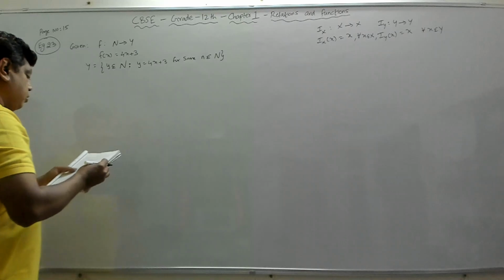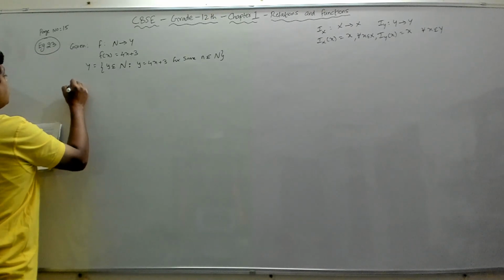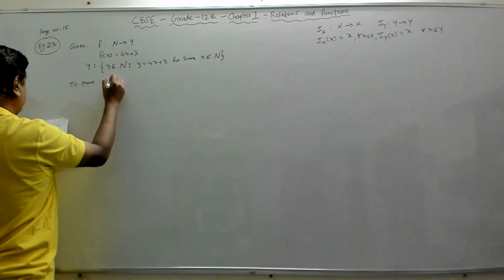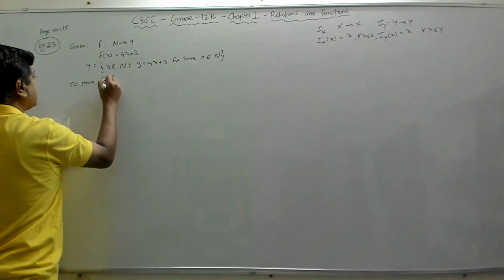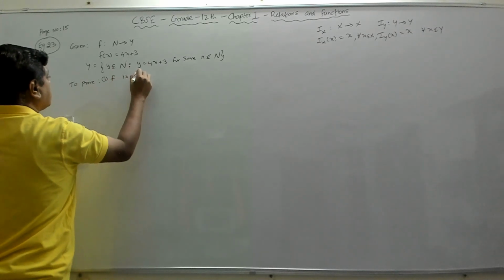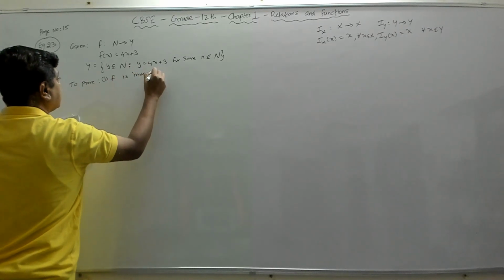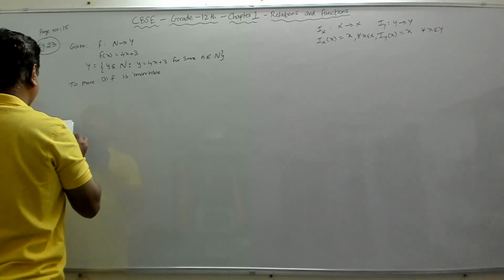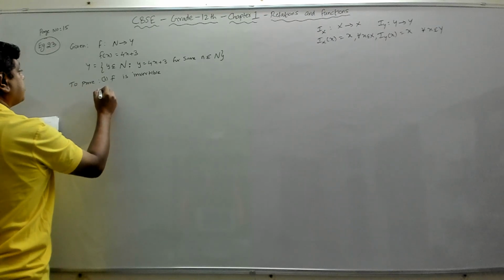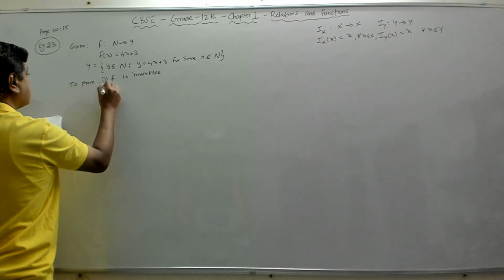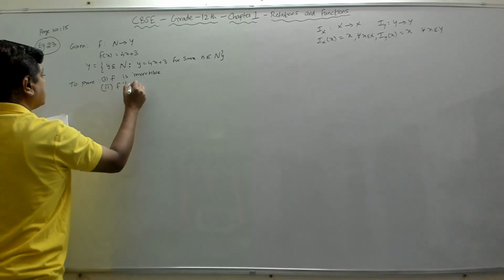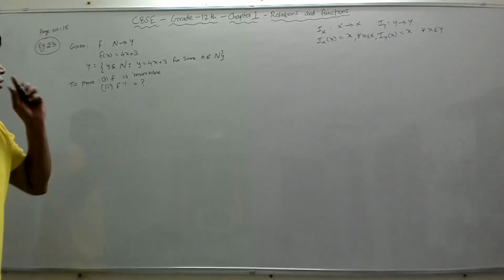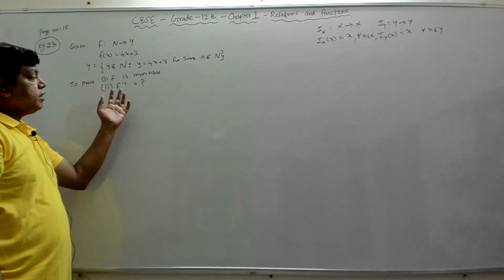Now what we have to prove? To prove, first is we have to prove that f is invertible, and second, we have to find the inverse. Second is f inverse equal to what? Fine. So we have to show that f is invertible, and we have to find the inverse of f.